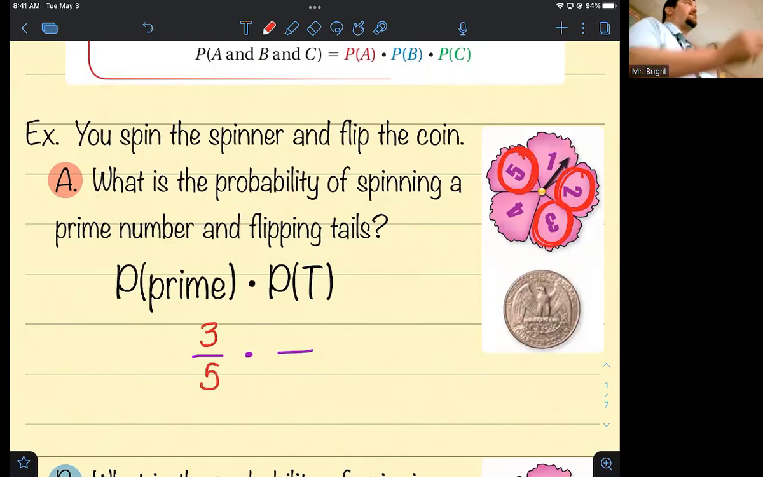The probability of me flipping tails on a coin, 1/2. Heads, tails, doesn't matter. They're both 1/2. Does the 3, because I'm multiplying here, cancel with the 5 or the 2? It will not. So I'm ready to multiply. Across the top, what's 3 times 1? And 5 times 2. My answer is 3/10. We've been doing this already. We did this last section, right? 10.4 yesterday.